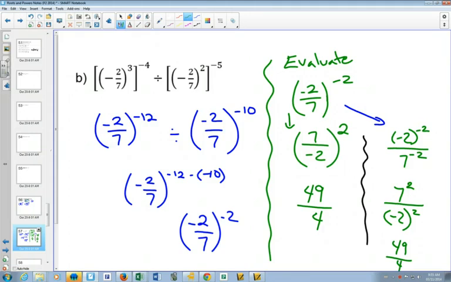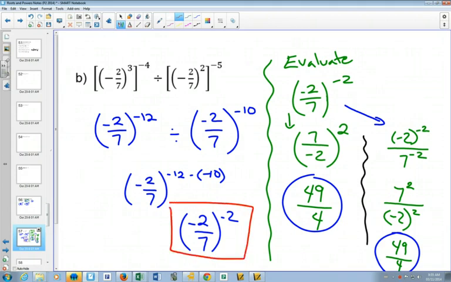So on this evaluate one, now we've got a final answer. That's a fraction that can't be reduced. So that would be your final answer if the question said evaluate. As a single power, you could leave it like this, because you have written it as a single power. But if the question says evaluate, then they're looking for an answer in the end.